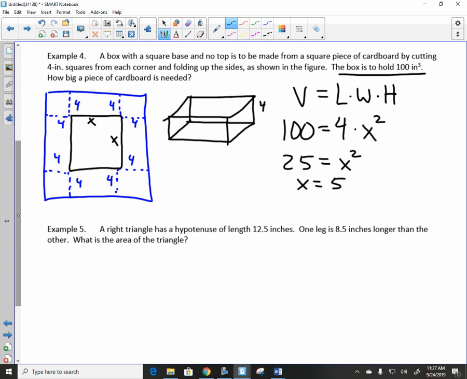Is that the answer? What's it looking for? How big the original piece of cardboard would be. So if x is 5, how big is the original piece of cardboard? Yeah, 4 above, 4 below, 4 across, 4 across, so 13 inches by 13 inches.